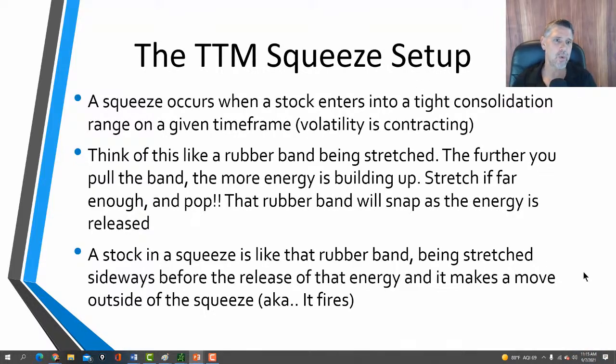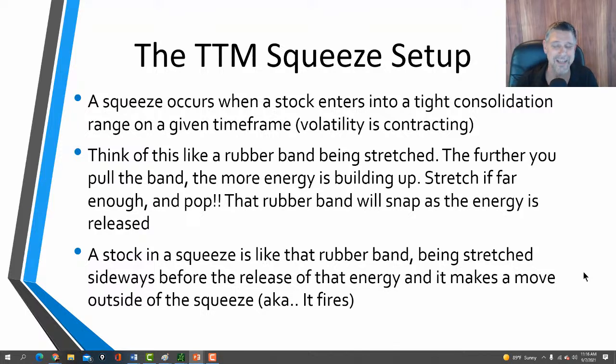All right, so the TTM squeeze setup. A setup occurs when a stock enters into a tight consolidation range on a given time frame. Volatility is contracting. So again, it's a very tight range, and it can happen on any time frame: 1 minute, 5 minute, 10 minute, 15 minute, daily, weekly, it doesn't matter. Regardless of the time frame you are watching, this squeeze, which is volatility contracting, with Bollinger Bands inside the Keltner channel, can occur. Just want you to know that for a lot of you that are brand new with the squeeze.